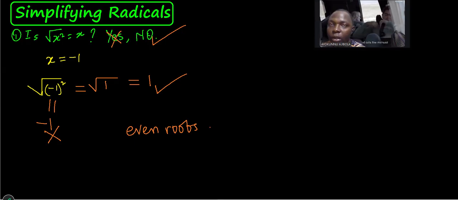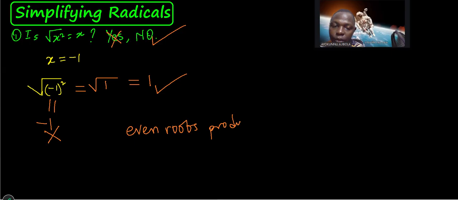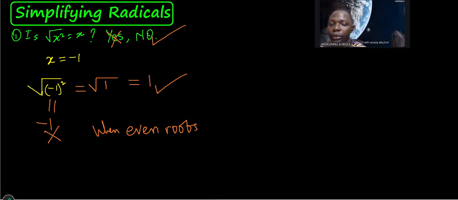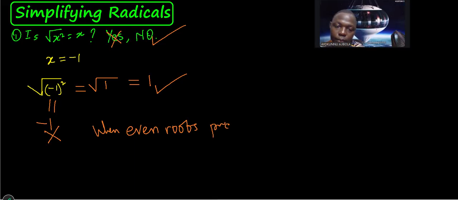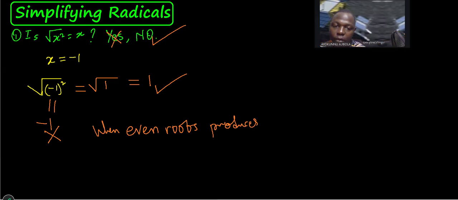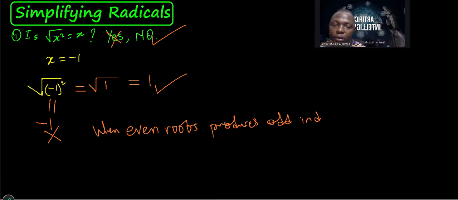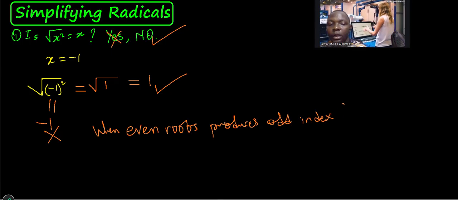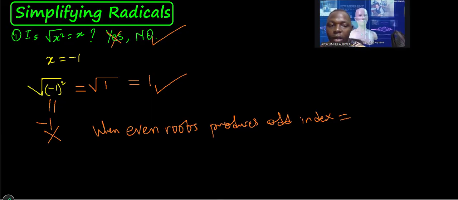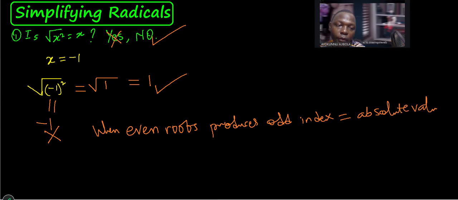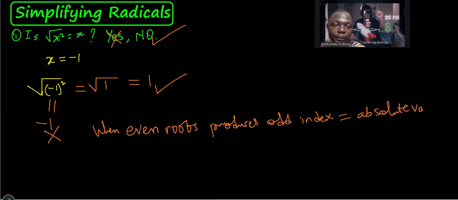So when even roots produce an odd index, then we must have absolute value. Is that clear?